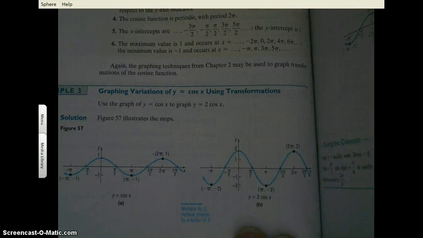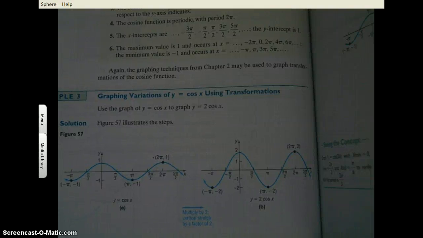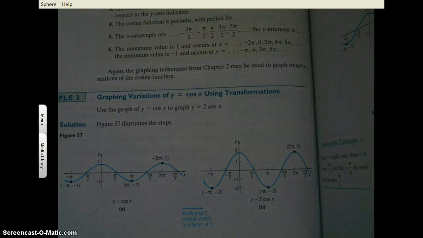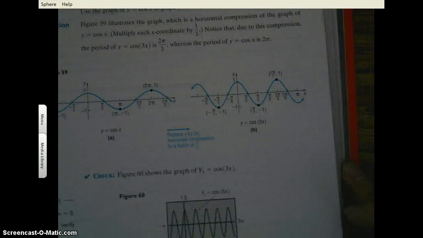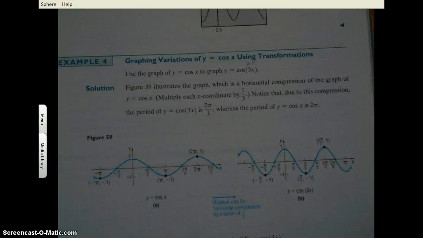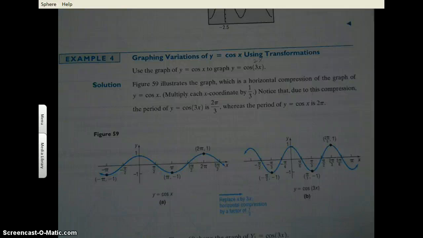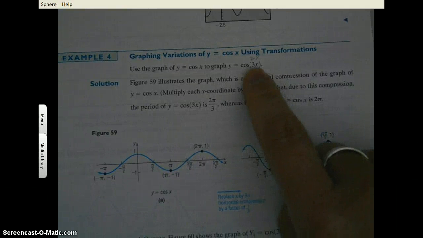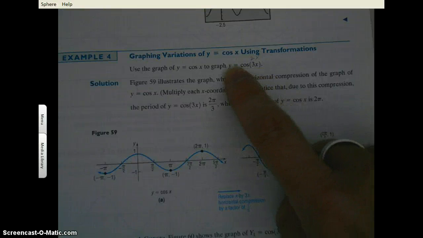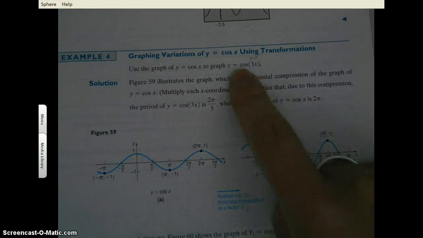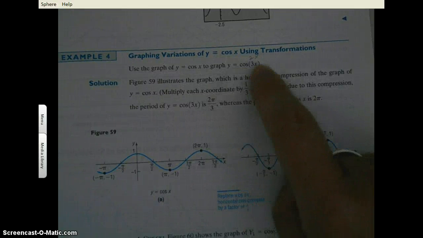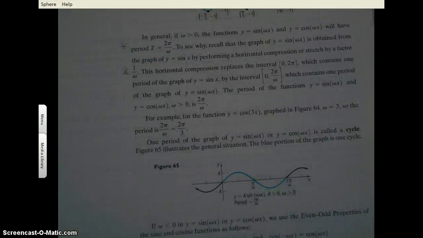Graphing variations of cosine using transformations. You get your left and right, your up and down, your stretch and compress. Again, on this side, looking at example 4. Now this one's tricky because notice there's a horizontal compression because the x is being multiplied by 3. Now this is just the opposite of vertical compression. Remember, vertical compression comes out front, and if it was 3, it'd be a vertical stretch. We talked about this before, if you remember.